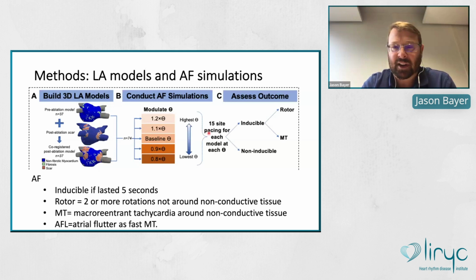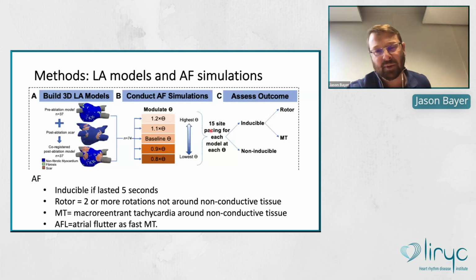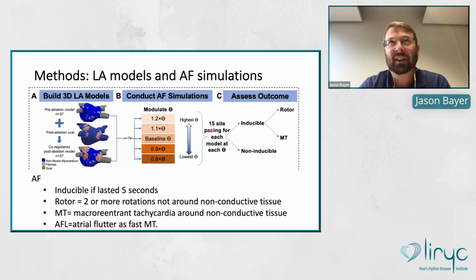And this kind of goes back to what we said before. The PVIs are gone, but all of this is inducibility. So the triggers from the veins and everything are gone, but they pace from these 15 sites where triggers are supposed to come from, apparently based on literature searches that they've done. So they have 15 sites that they pace from, and they classify either it as inducible or non-inducible.